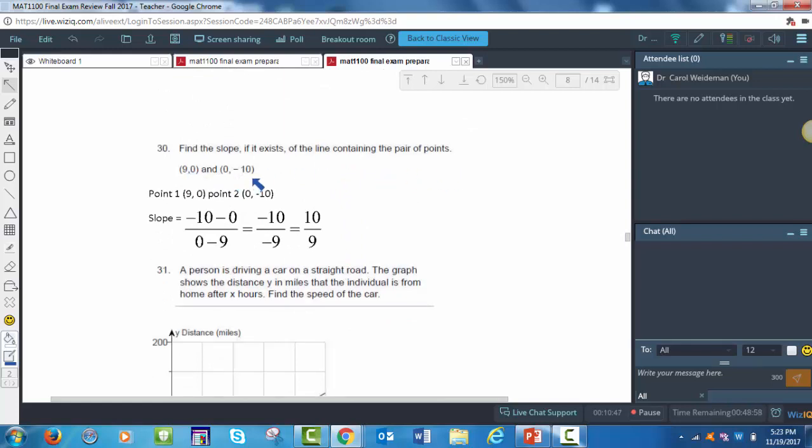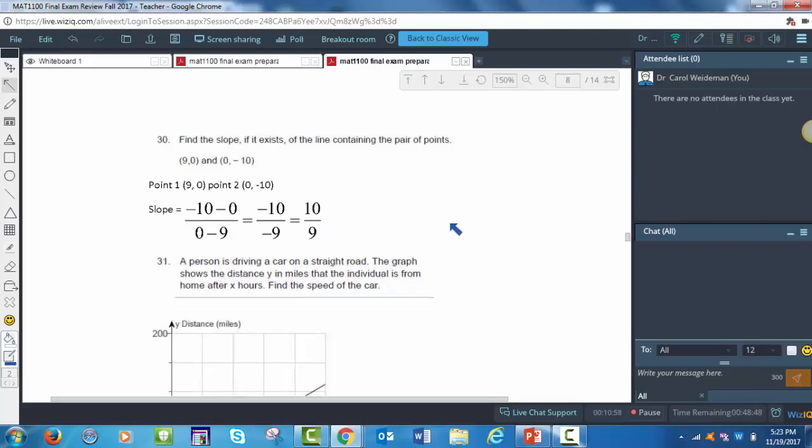So this will be point 1, this will be point 2, so I'm going to take -10 minus 0 over 0 minus 9. -10 over -9 gives me 10 over 9 as the slope.